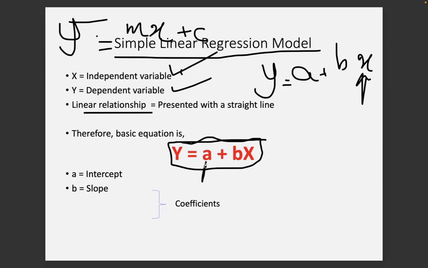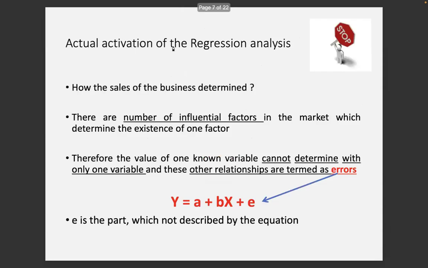a is what we call the intercept, b is what we call the gradient, the same thing, or else here in statistics we give them as the slope. In maths also, we use these words, slope and intercept. These two are the coefficients we have in this simple linear regression model.